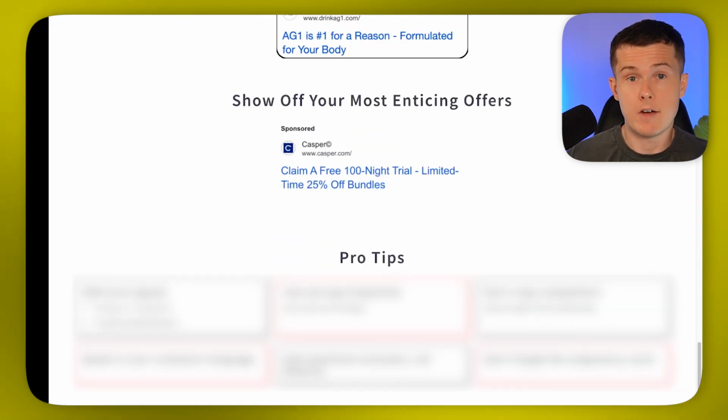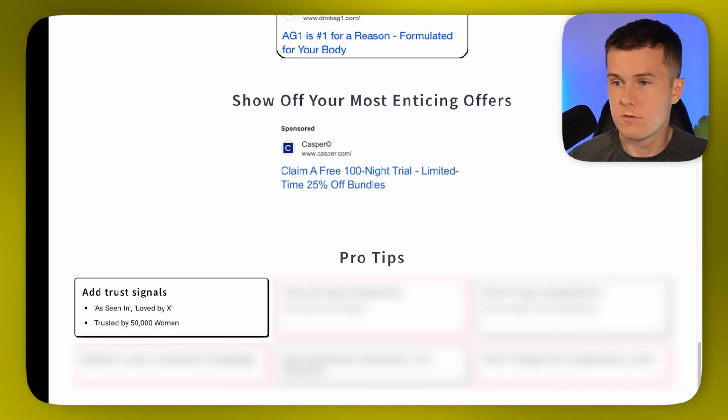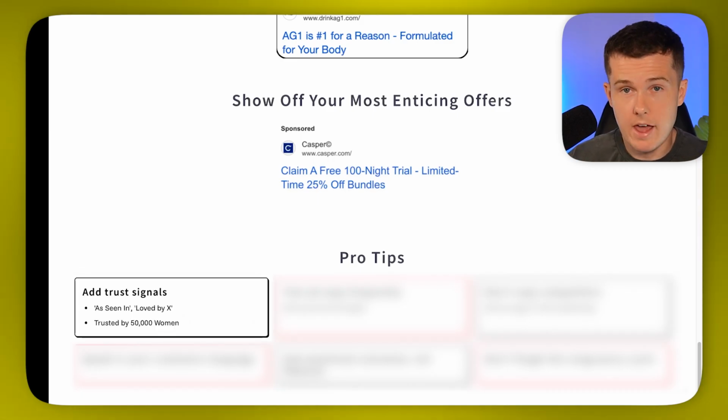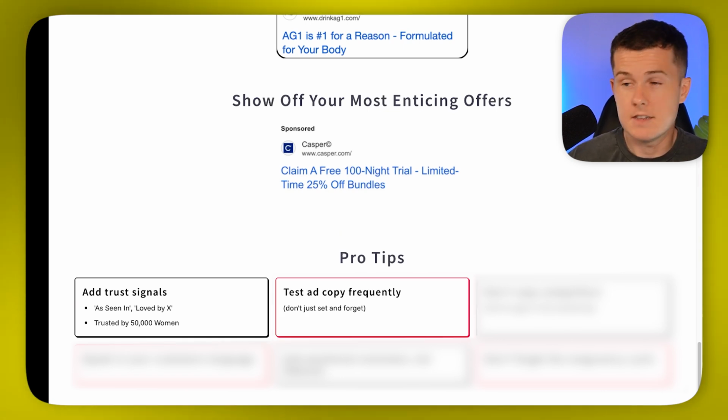Now, let me give you some advanced pro tips that are going to take your ads from good to exceptional. So firstly, add trust signals wherever possible. So as seen in Forbes, loved by 10,000 customers, trusted by 50,000 women, social proof works incredibly well in ad copy because it reduces risk in the buyer's mind. Secondly, test your ad copy frequently, because the best advertisers, they're constantly testing new angles, new headlines, new messages. So don't just set it and forget it like so many do with Google Ads. Instead, you have to realize that your market is always evolving and your copy should be too.